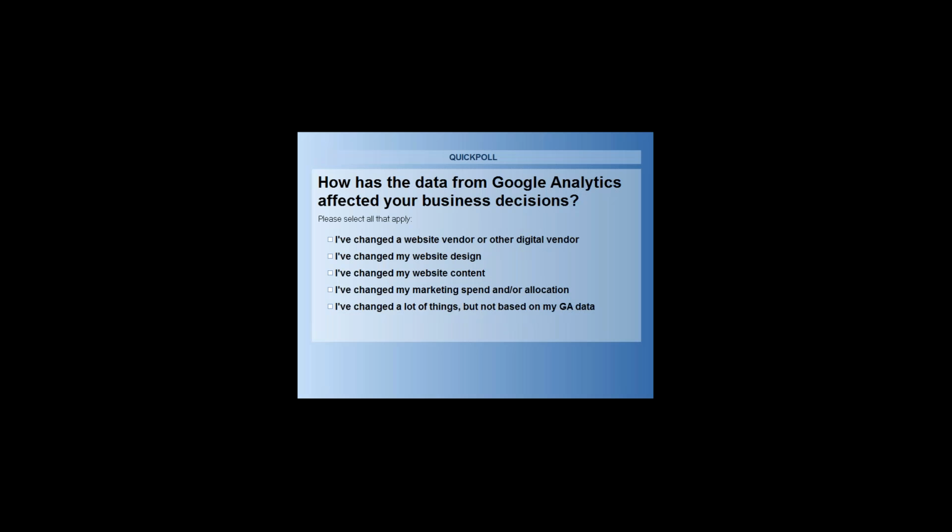We want to know if it changed anything in your dealership or the way you've decided to do things at your dealership. So, has the data from Google Analytics made you decide to change a website vendor or other digital vendor? Did you change your website design? Maybe you've changed your website content, or maybe you've changed your marketing spend and or allocation of your marketing budget. Or maybe it's the last one: I've changed a lot of things, but none of it was based on my Google Analytics data. So whatever it is, we want to know what's going on at your dealership and how much you actually rely on the data that you see in Google Analytics.